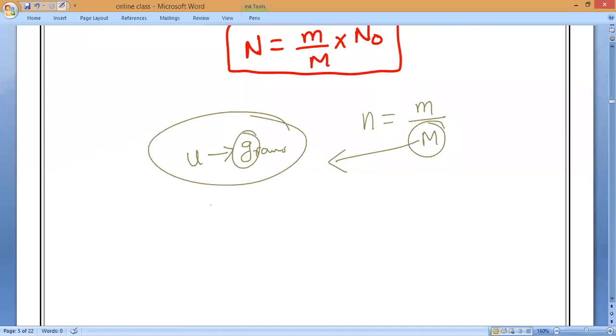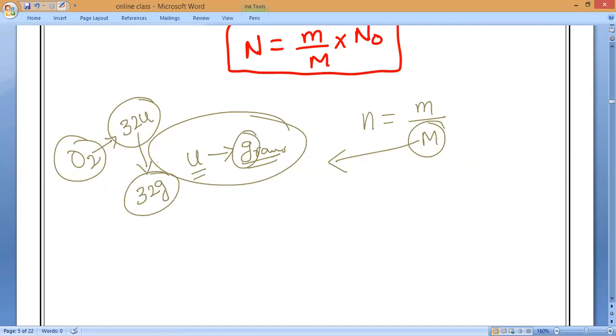Do you remember or not? So if you take grams in place of u, suppose I say oxygen molecule, what is the atomic mass? 32 u. So what is the molar mass of this one? 32 grams. That is what you have to remember. So molar mass means taking the atomic mass unit, amu or u, in grams.